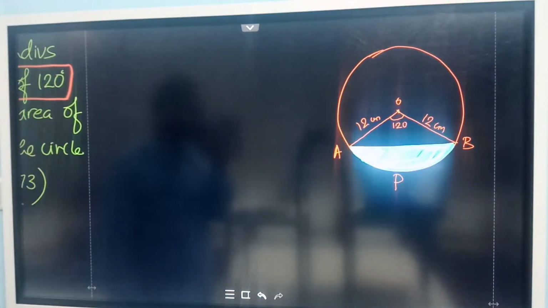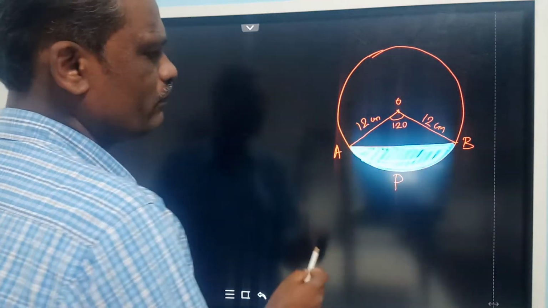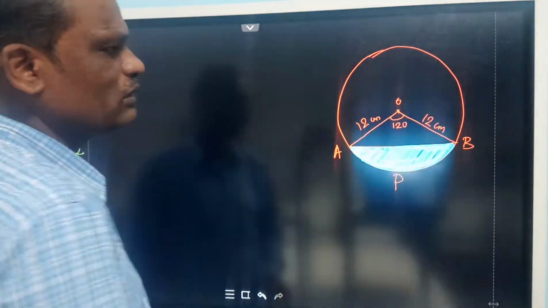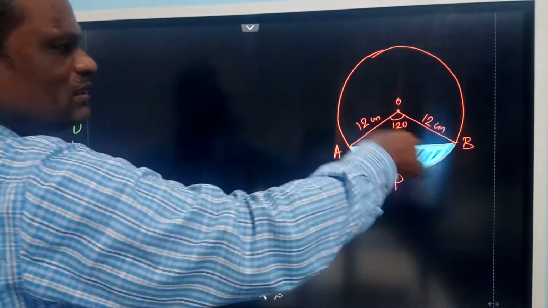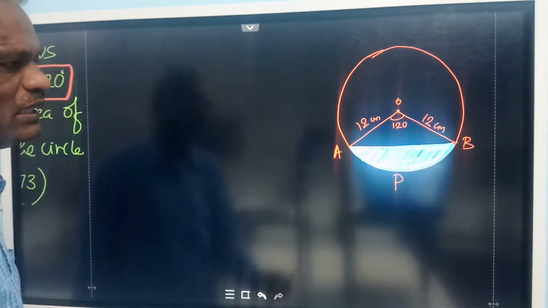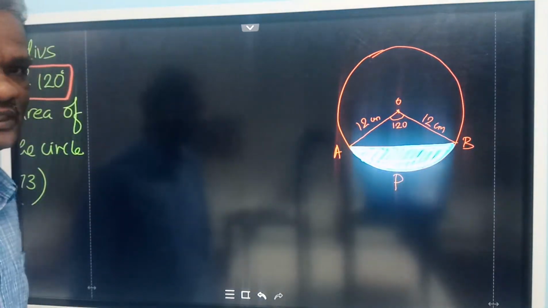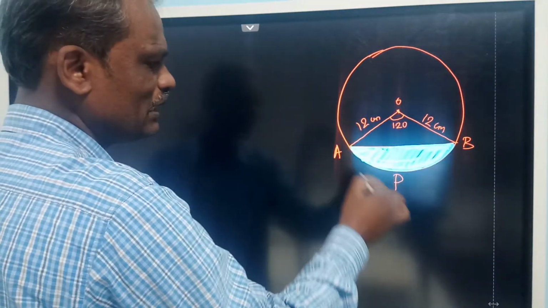So now this is the diagram you can draw. A rough diagram can be drawn like this. Here is a chord AB which subtends an angle of 120 degrees at the center, and the radius of this circle is 12 cm. We need to find the area of this corresponding segment, the segment APB.